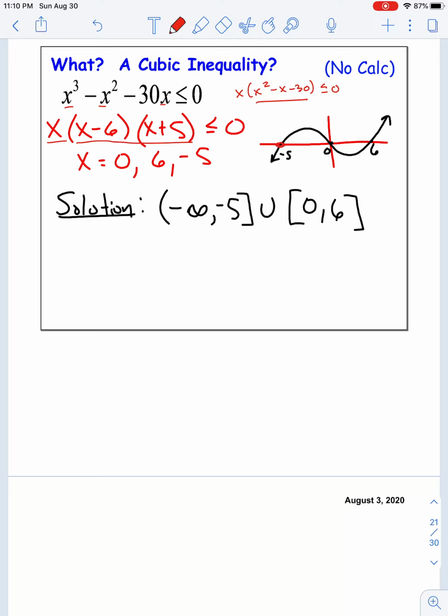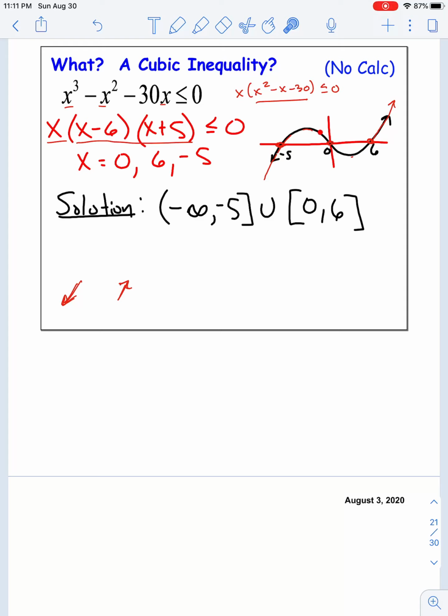So you have these three places it crosses the x-axis, and you know what it's going to look like because you know in behavior rules it's an odd degree polynomial. The leading coefficient's positive, so the end behavior is going to be down on the left side and up on the right side. It goes to negative infinity on the left and positive infinity on the right. And so we know it has to come up from negative infinity here, and then it goes through negative 5. It's got to come back down through 0. That's going to go back up through 6 and go on to positive infinity.